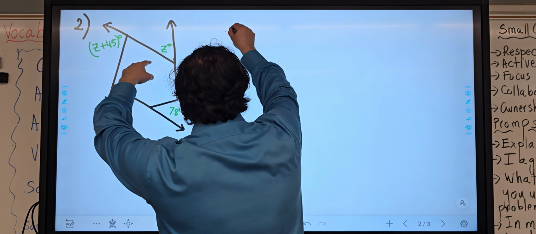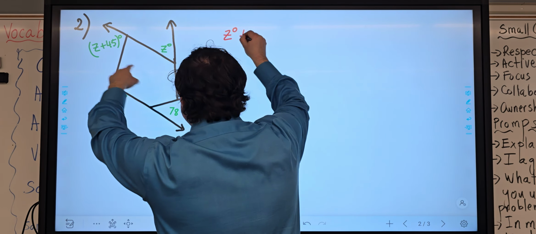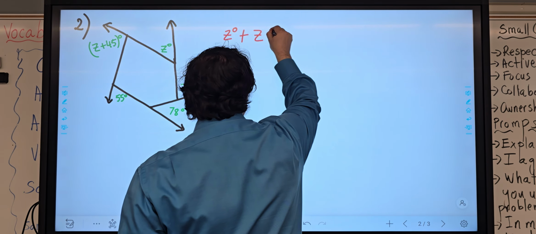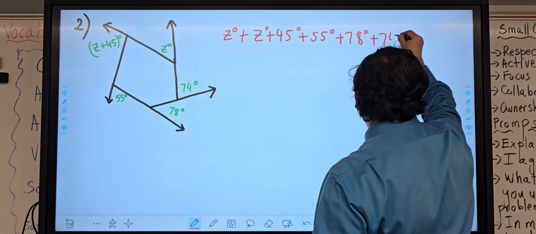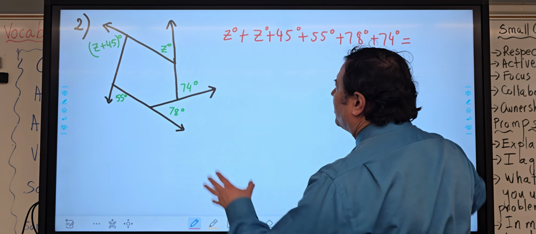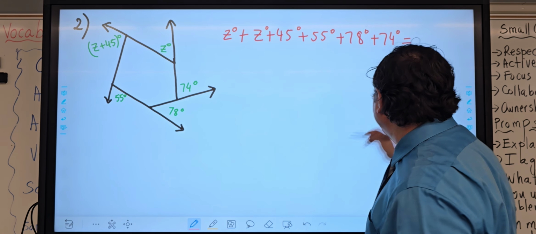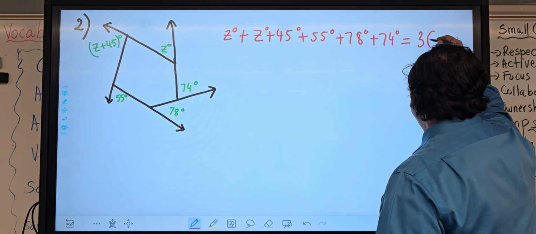So we have z plus 45 plus 55 plus 78 plus 74 should equal again 360 degrees. 360 degrees. And now simply we are going to solve for z and solve this multi-step equation.